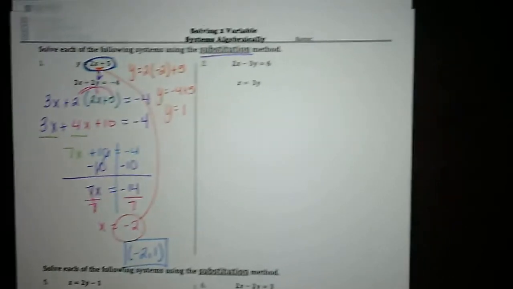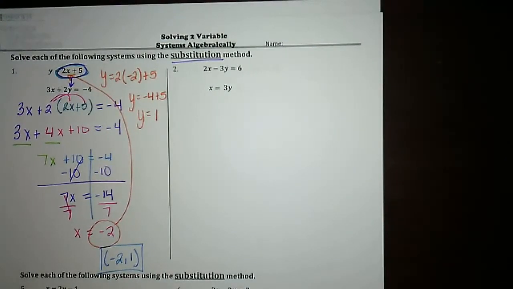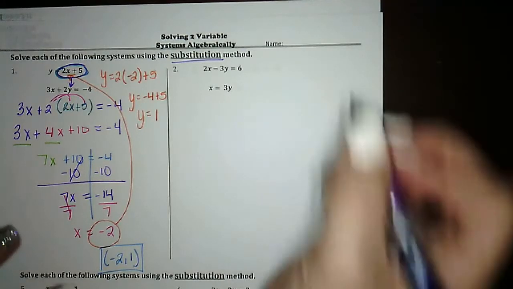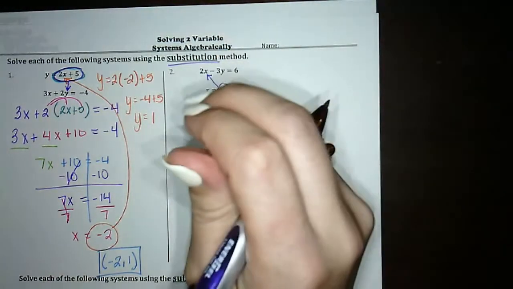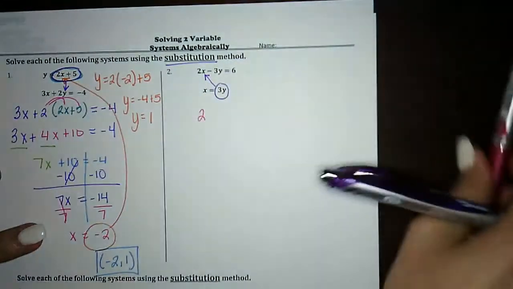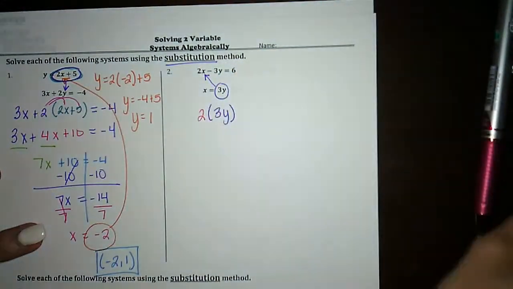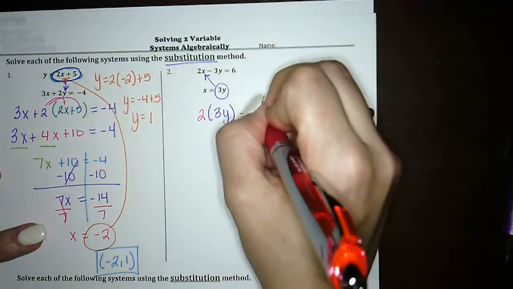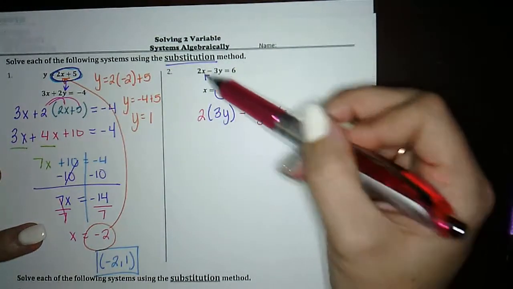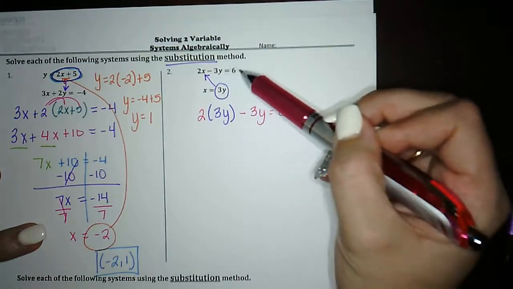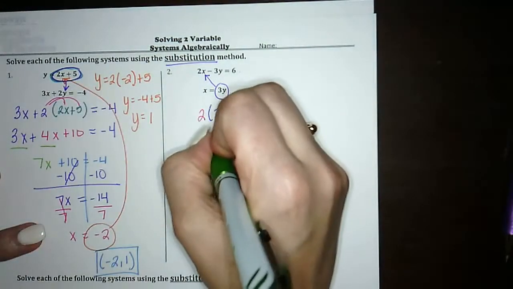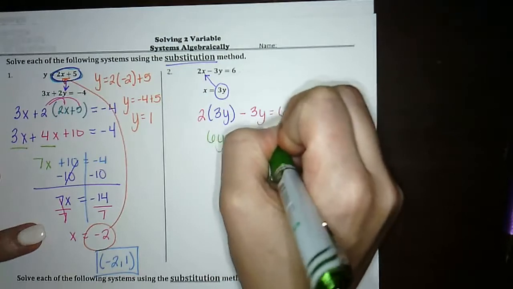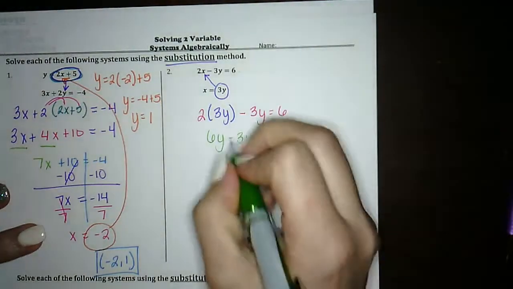All right, now let's look at number 2. Again, we are still using substitution because they said x equals something. That makes this really easy. So we're going to sub this 3y in for x. So we get 2 times 3y minus 3y equals 6. So 2x minus 3y equals 6. Simplify. 2 times 3 is 6y minus 3y equals 6. Combine like terms. 6 minus 3 is 3.